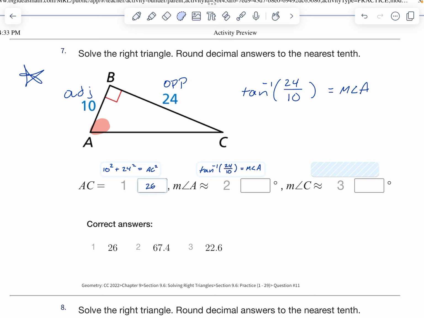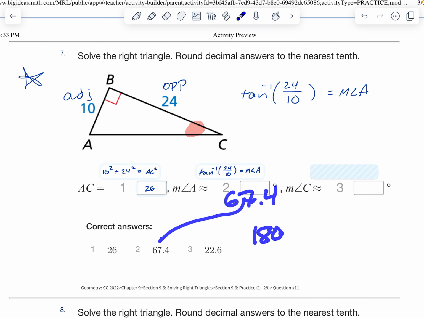To find the measure of angle C, you have 2 options. Can I use inverse trig? Sure, I would say inverse tangent, 10 over 24, but I could also just find what the measure of angle A is using this, which in this case you get 67.4, and then just do 180 minus 90 minus 67.4.